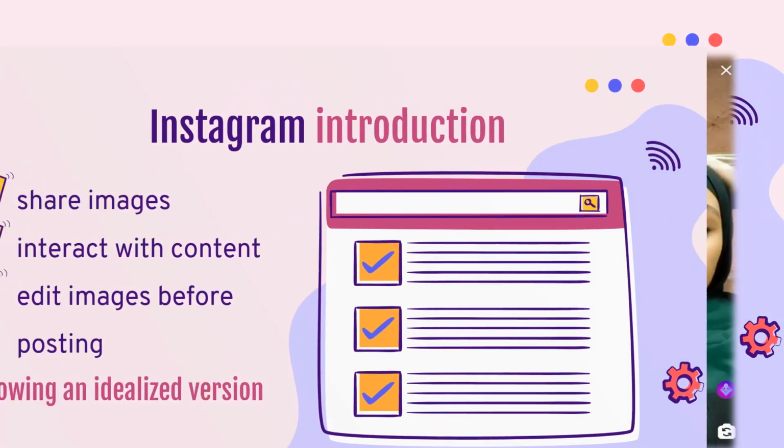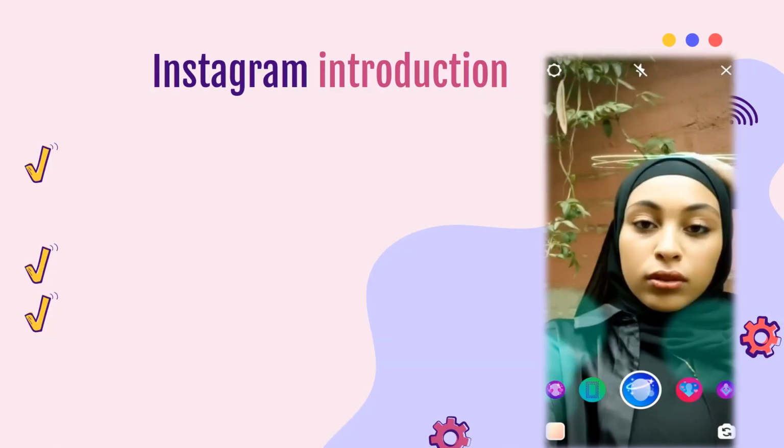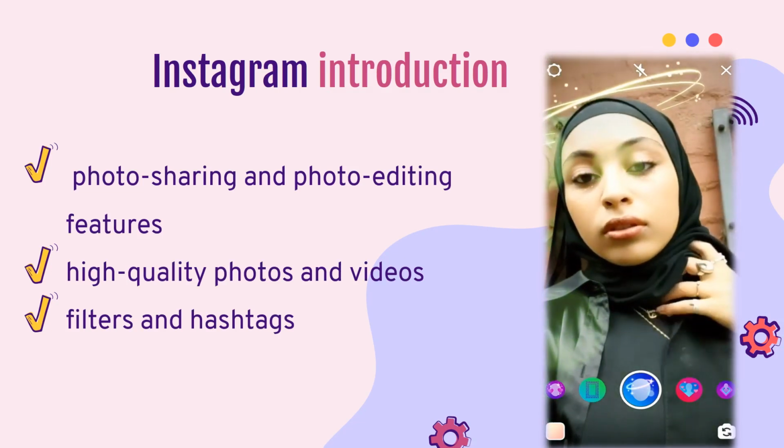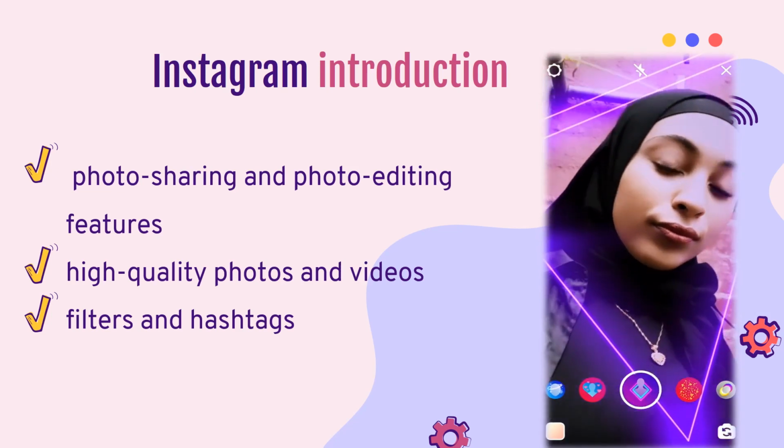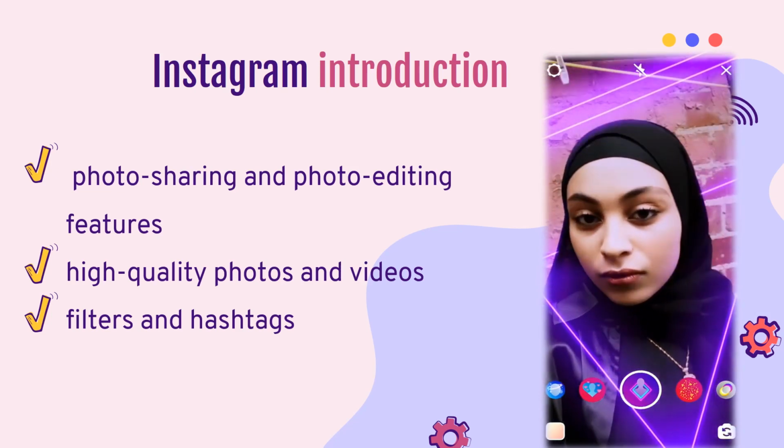What makes Instagram different from other social networking sites is that it is characterized by its photo sharing and photo editing features, which allow users to instantly share high-quality photos and videos with the use of filters and hashtags.